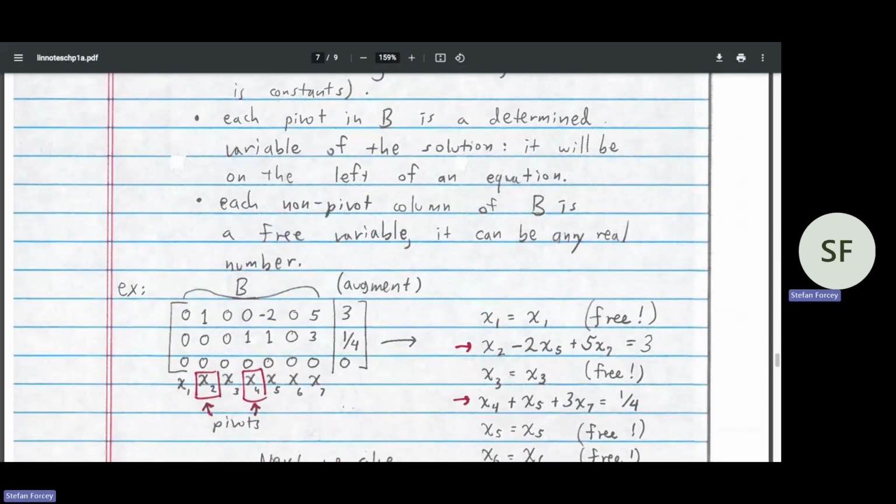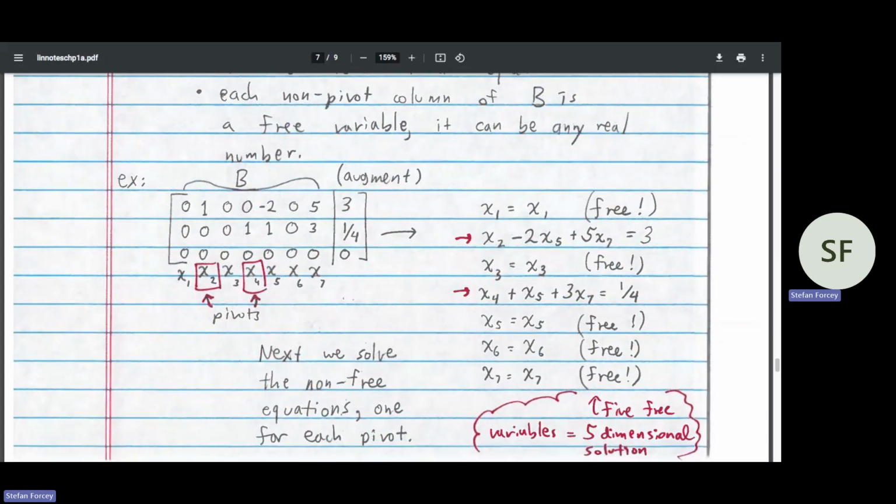Each pivot in B is going to be a variable that gets determined. It'll be on the left of an equation. Each non-pivot column in B is going to be a free variable. It can be any real number. All right, it's best to see this by example.